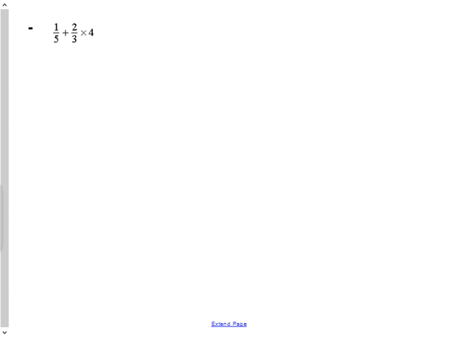Your next question starts to transition into fraction BEDMAS questions. And here we have 1/5 plus 2/3 times 4. So obviously the first thing we need to do is our multiplication.